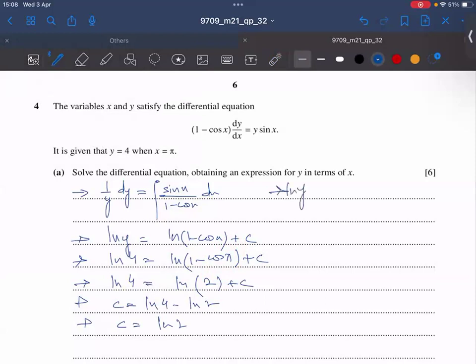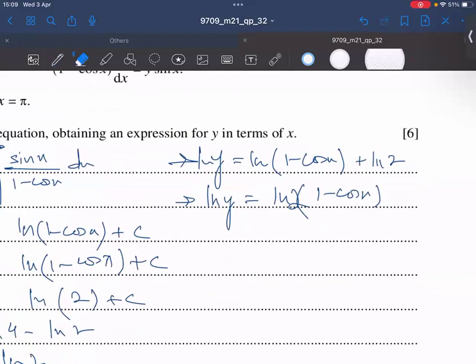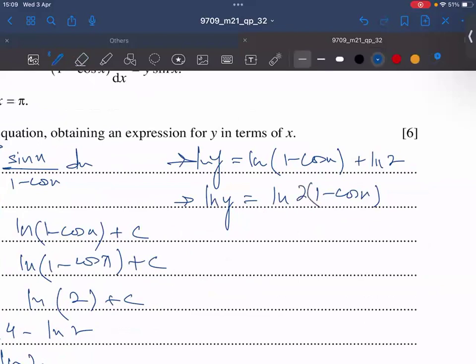Ln y equals ln of 1 minus cos of x plus ln 2, which is ln of 1 minus cos of x into 2. And then I'm just going to remove ln, so I'm going to have y is equal to 2 bracket 1 minus cos of x. Agreed? Okay.